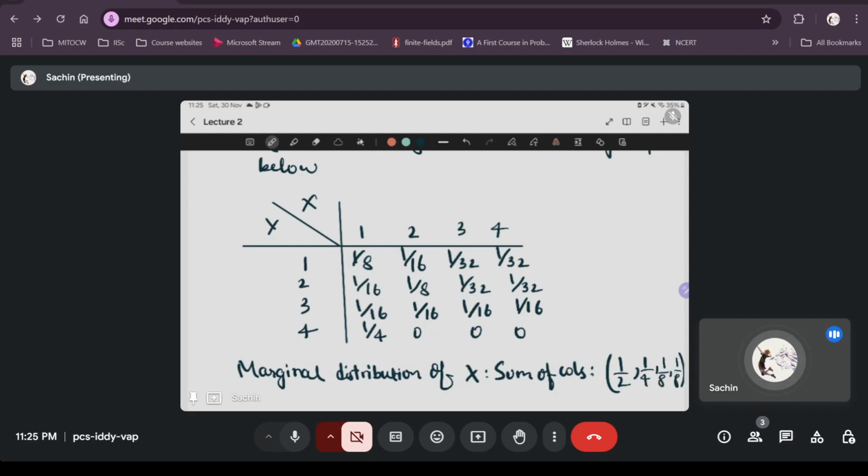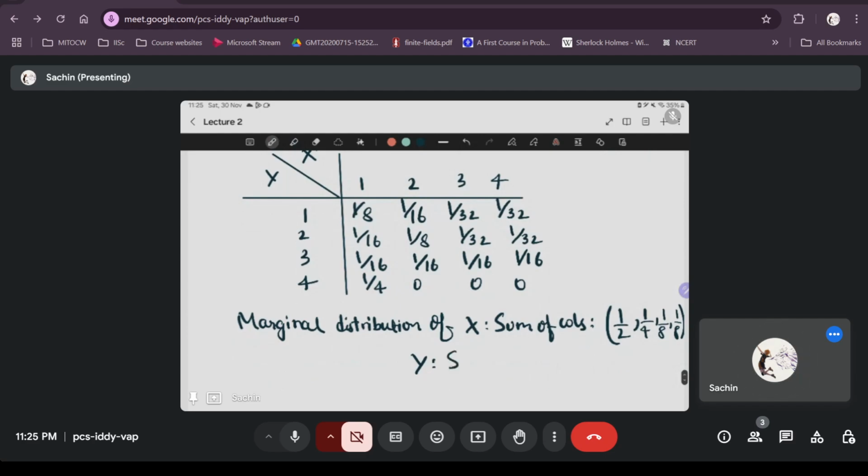Similarly, for y, it's the sum of rows. So probability of y equal to 1 is the sum of all these entries. Probability of y equal to 2 is the sum of these entries. If you do that, you will get 1/4 each. So the y's are equally likely.